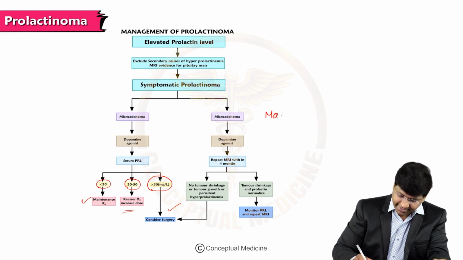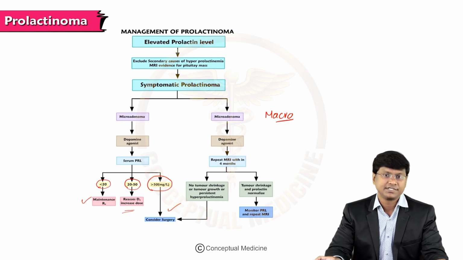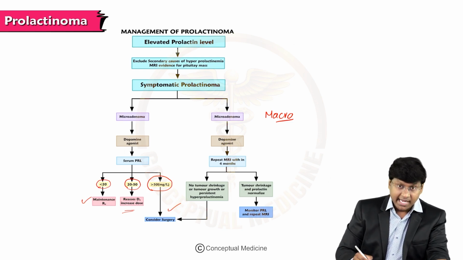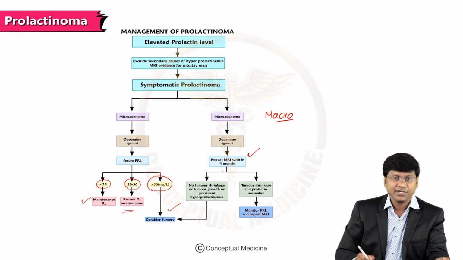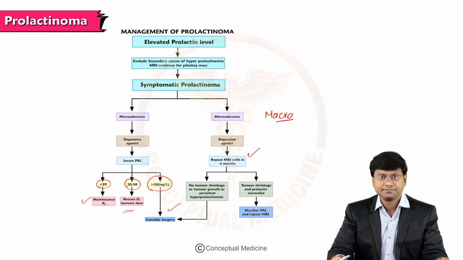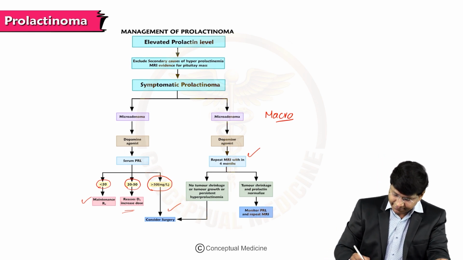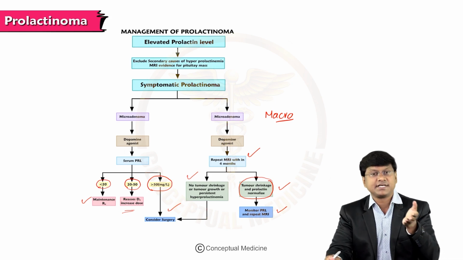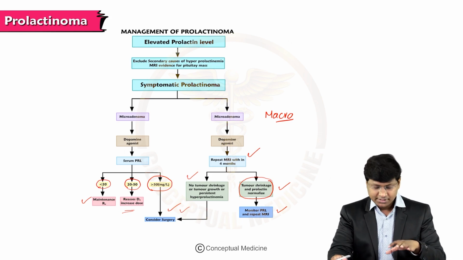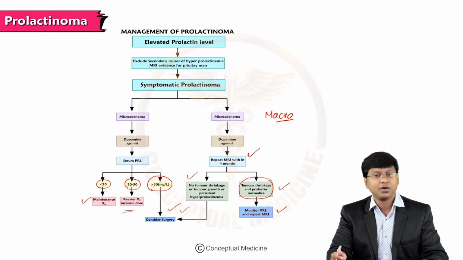But now take the case of the macroadenoma. Even in macroadenoma we need to start with the same dopamine agonist itself. But please remember, after giving the dopamine agonist, you need to repeat the MRI within 4 months. Right? Once you repeat the MRI, what is it that you need to test? You have to test for the presence of tumor shrinkage. If there is tumor shrinkage and if the prolactin level is getting normalized, that is the point when you need to continue the same bromocriptine. But if there is no tumor shrinkage and if the prolactin levels are still on the higher side, that is the point when you need to consider surgery. So this is the management of the prolactinoma, whether it is microadenoma or macroadenoma.